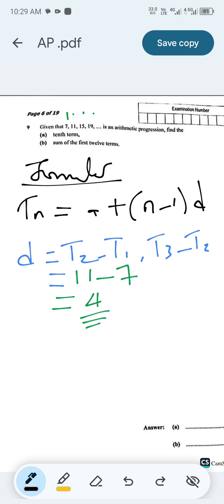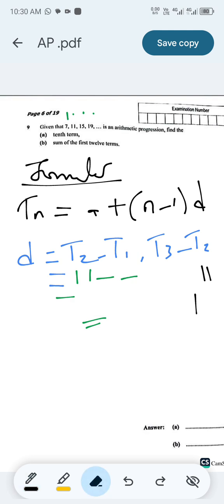So what is our third term in this series? Our third term is 15, minus what is our second term? Our second term is 11. So that's basically 4 as well. So for as long as you subtract the previous term from the next term, then you get the common difference.